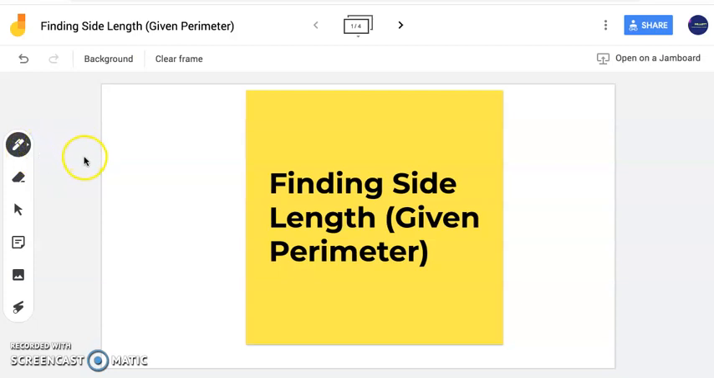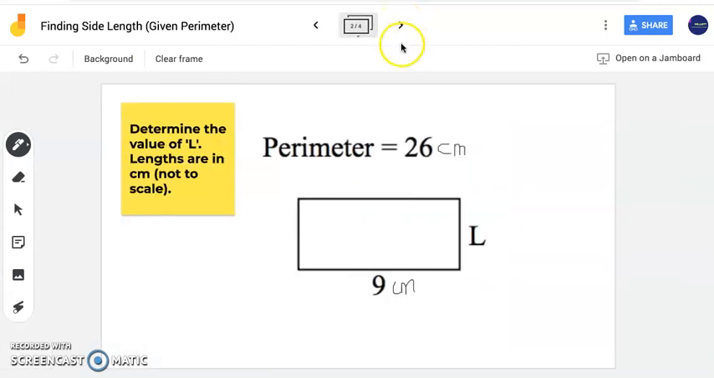Hello, today we're going to find the missing side length given the perimeter of a rectangle or a square. The first problem here, we have a perimeter. The perimeter is 26 centimeters. Notice they gave us one side length, which is 9 centimeters, and they gave us another side length that is unknown. The directions here say determine the value of L.